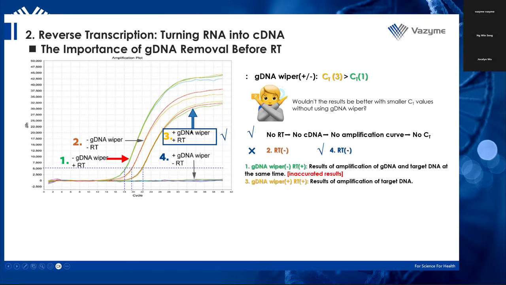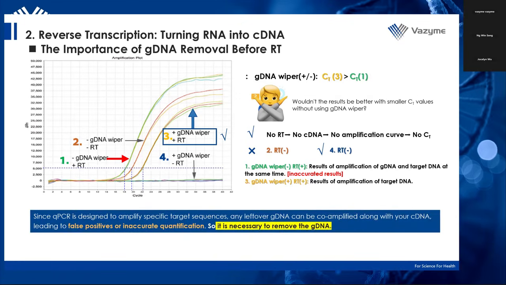So if you have both the gDNA wiper and the reverse transcription, you remove your gDNA and you do reverse transcription on your RNA, then you will get a higher CT value, but that's the correct amplification curve that you actually want, because that's your target gene that you're actually studying from the RNA. Since qPCR is designed to amplify specific target sequences, any leftover gDNA can be co-amplified along with your cDNA. This leads to a false positive and inaccurate quantification. So it is very much necessary to remove the gDNA.